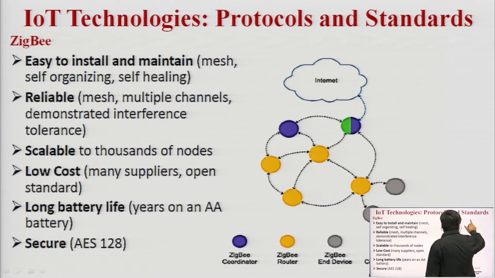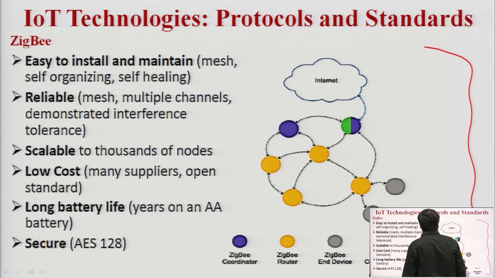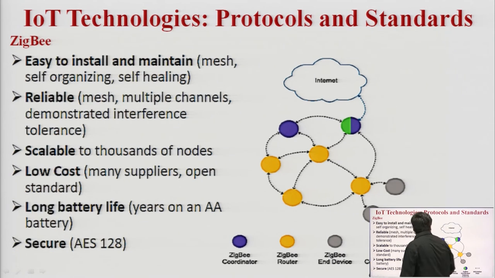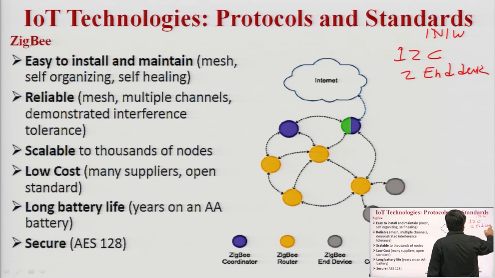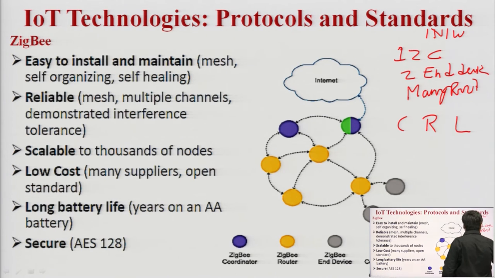So this is the working of the Zigbee device. How it works, we will look here. In any Zigbee network, we are talking about one network. In one network, we have one Zigbee coordinator, many routers, and end devices. So we have C, the coordinator node, R, the routers, and E, the end devices. One is the coordinator node.